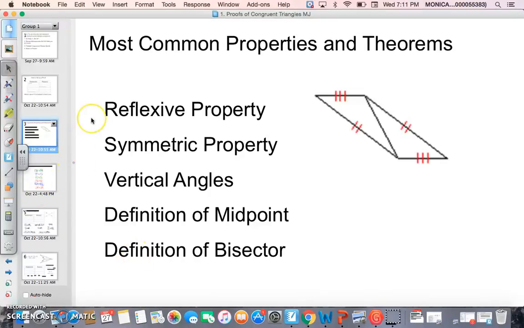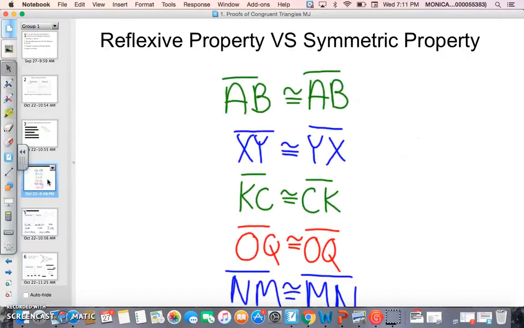All right, I promised that I would show you what the reflexive and the symmetric properties are. Basically, they say the same thing. It's whenever you have a triangle that has an angle or a side in common, that's when you can use the reflexive property or the symmetric property. And it doesn't matter which one you use, they both prove the same information.